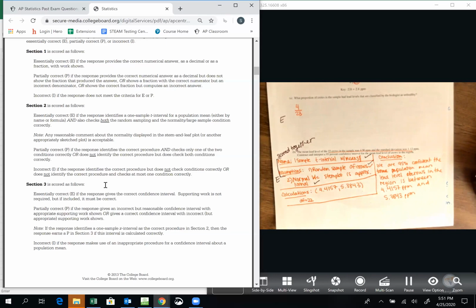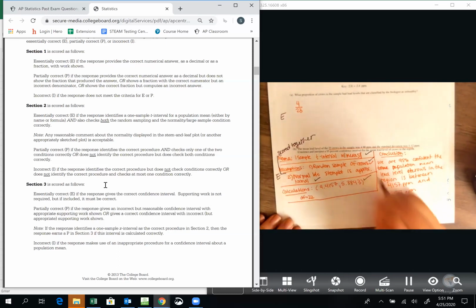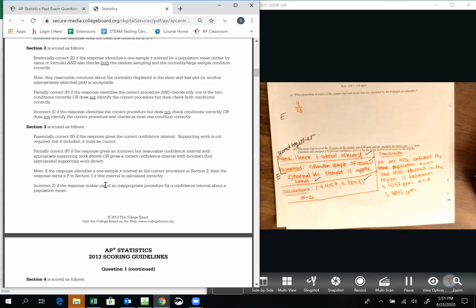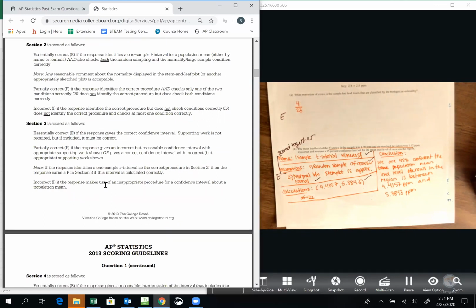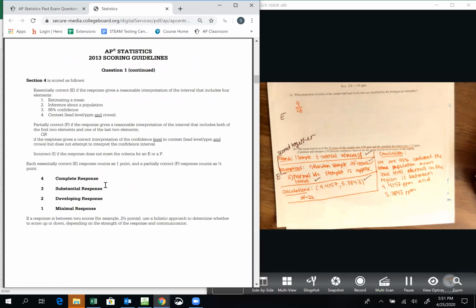Section 3, if you gave the correct confidence interval, supporting work is not required, but if included, it must be correct. Partially correct if you gave incorrect, but with a reasonable confidence interval with appropriate work. Most likely you either got this right or wrong, since we're not showing work, it's either right or wrong. There's no partially correct here. But if you showed work, you have the chance to earn partially correct, but you also risk getting partially correct because your work is incorrect. It's a double-edged sword.